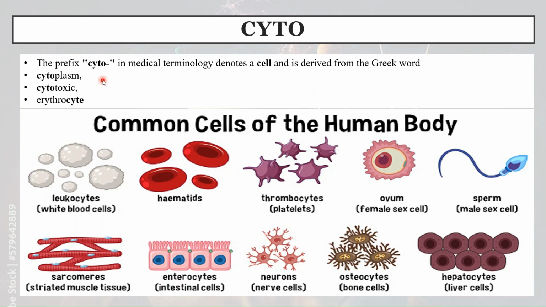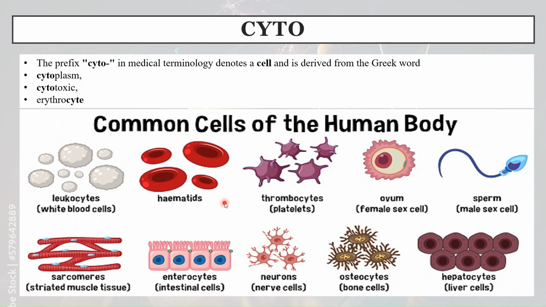Examples: cytoplasm, cytotoxic, erythrocyte. Erythro means red, cyte means cell. So red blood cell is otherwise called erythrocyte. Cytoplasm: cyto means cell, plasm means fluid. So the fluid inside the cell is called cytoplasm. And the toxic cells are called cytotoxic.